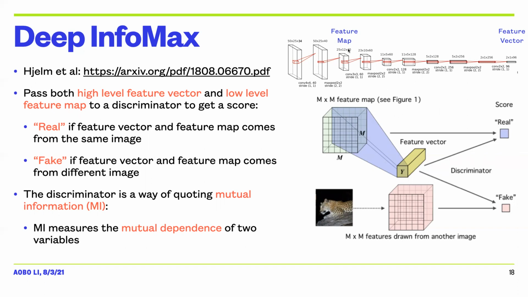And we can also replace the feature map of this image with that of another image, and then pass it to the discriminator. We define this as a fake image because now the feature map and the feature vector are not from the same image. So this discriminator is actually a way of quantifying what we call the mutual information. Mutual information measures the mutual dependence of two variables.